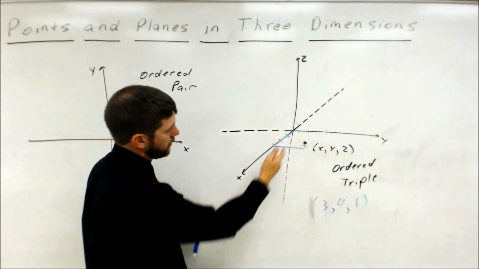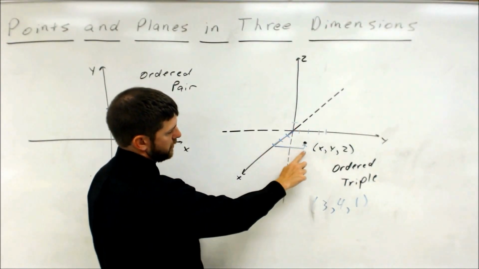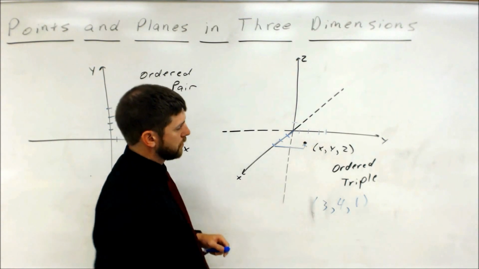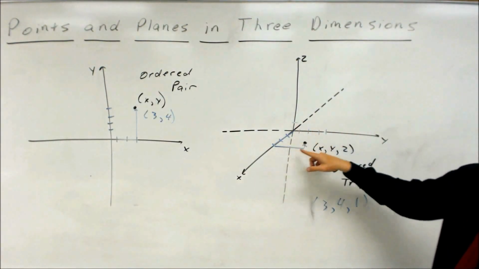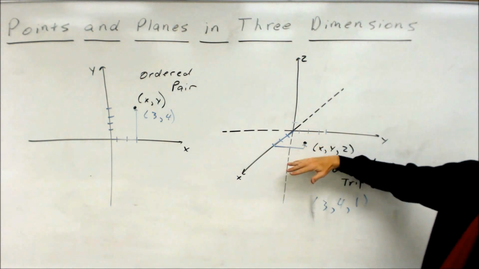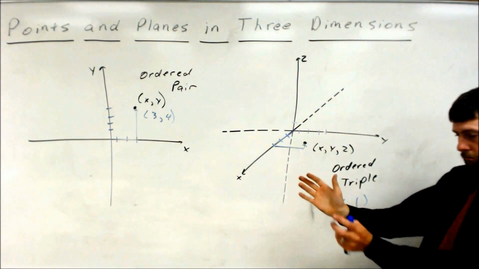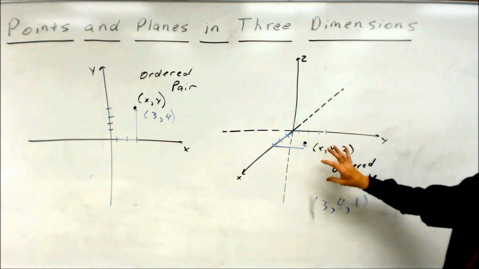So we can see this trail. 3 units along the x, 4 units along the y, 1 unit along the z. Looks like it's sitting down below, but if you use that trail there, you can see it's actually sitting right in front of us where we're sitting in our chair right here.